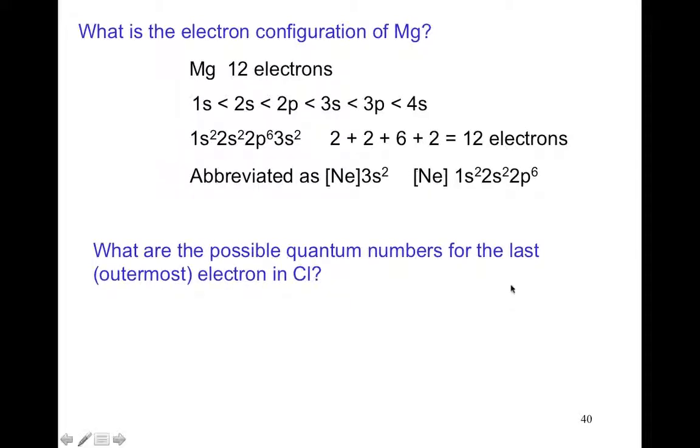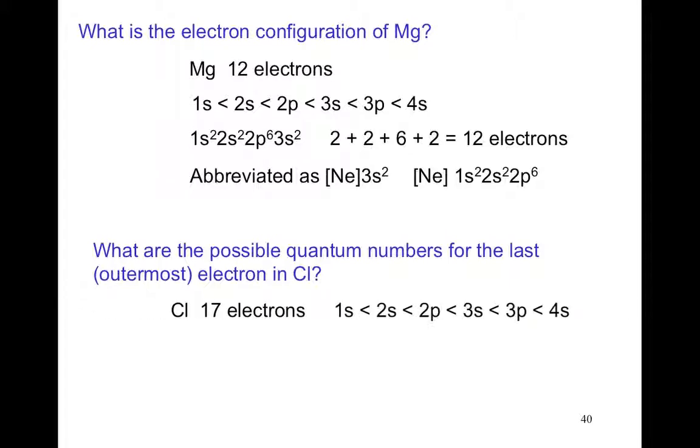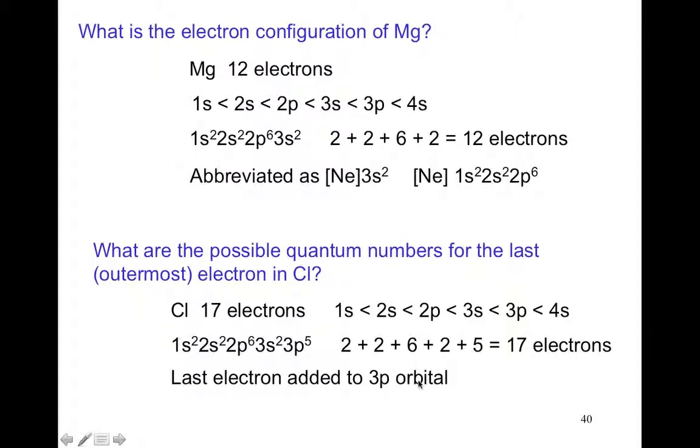Alright, so what are possible quantum numbers for the last electron in chlorine? So you look at chlorine, you say it has 17 electrons. So we'd have to fill it in: 1s2, 2s2, 2p6, we're at 10, 3s2, we're at 12, 3p5, we're at 17, and the p orbital can hold 6, so we're fine there. And so we have 17 electrons. The last electron was added to the 3p orbital. So its possible quantum numbers would be n of 3, L of 1, and m sub L could be -1, could be 0, could be +1, and its spin could be either a +1/2 or a -1/2. Could be any of those.